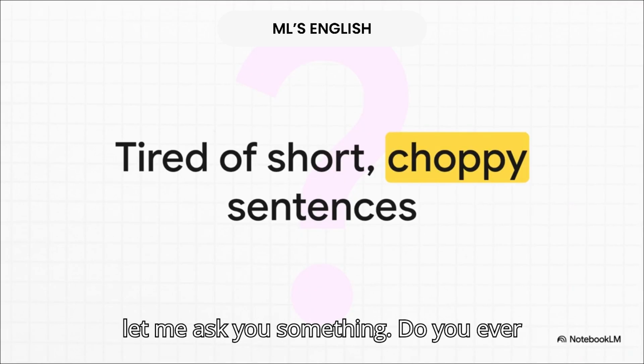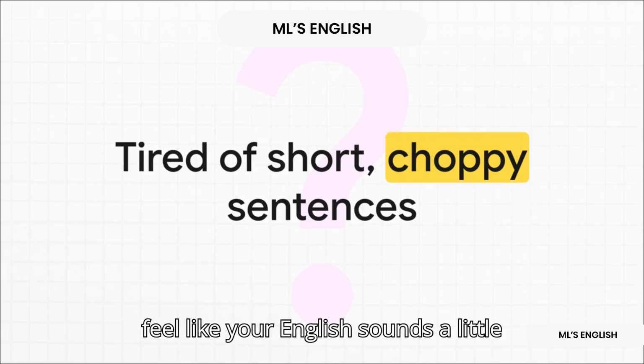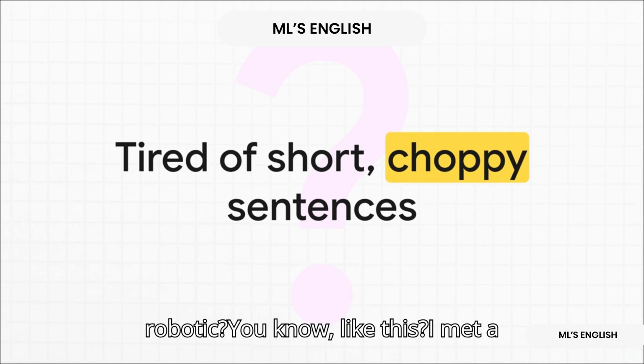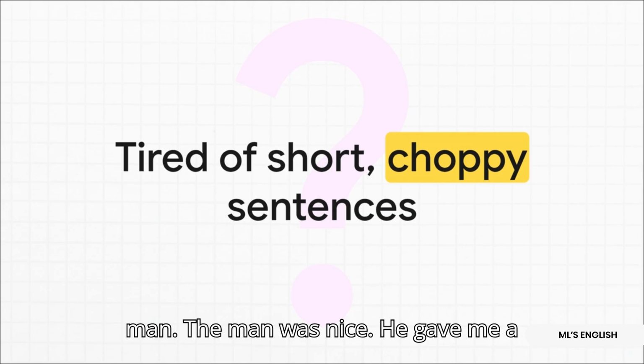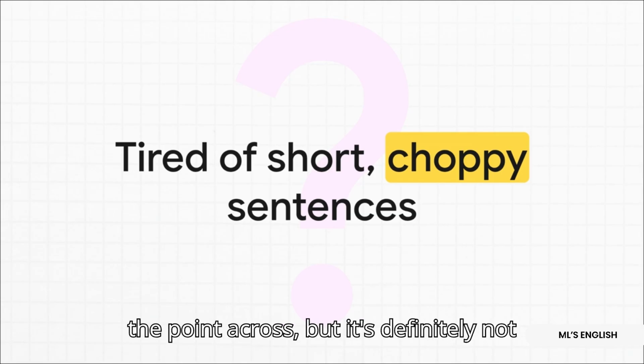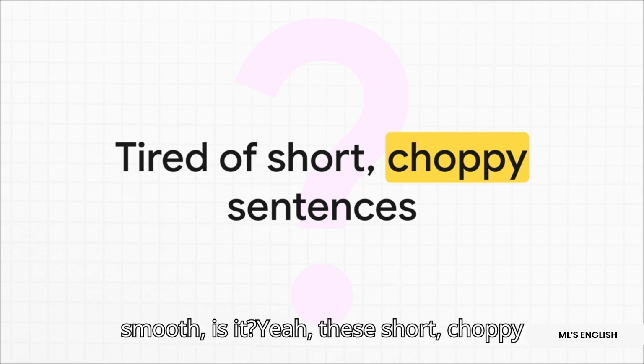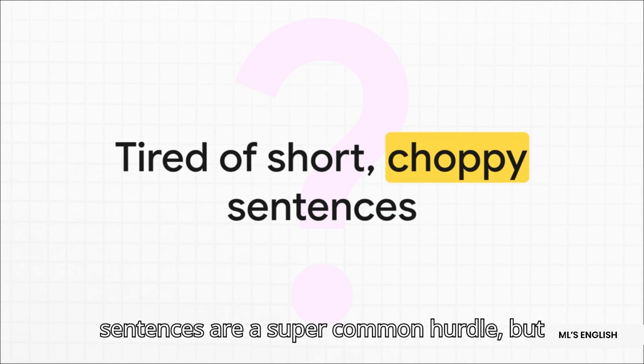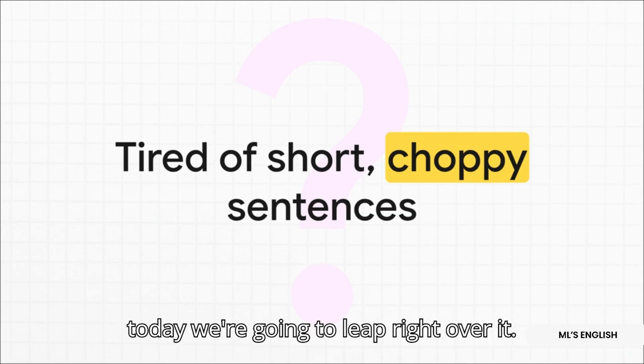So, let me ask you something. Do you ever feel like your English sounds a little robotic? You know, like this? I met a man. The man was nice. He gave me a pen. The pen was blue. I mean, it gets the point across, but it's definitely not smooth, is it? Yeah, these short, choppy sentences are a super common hurdle, but today we're going to leap right over it.